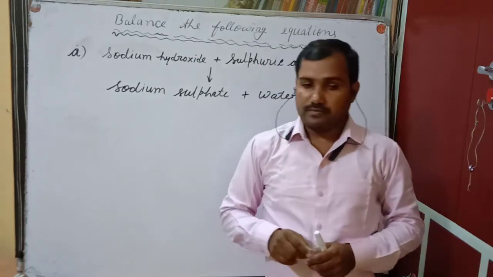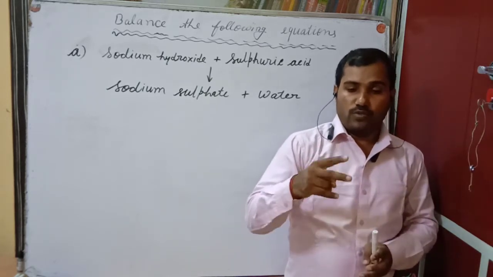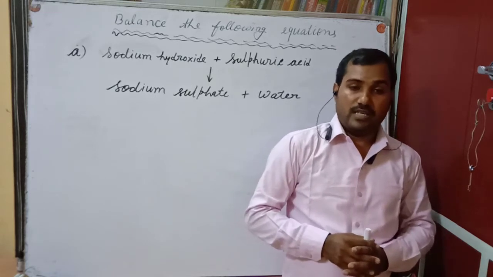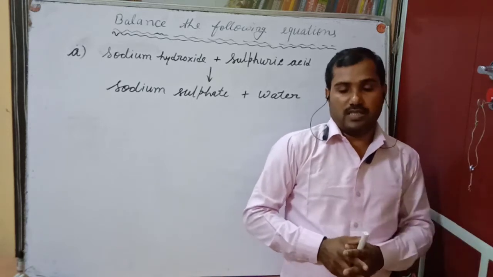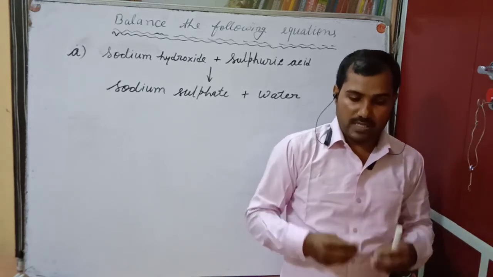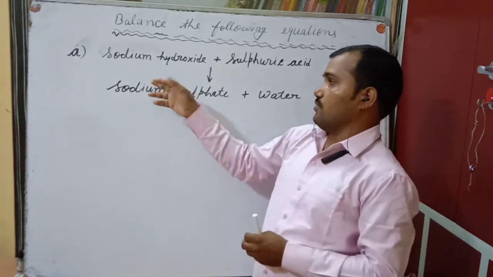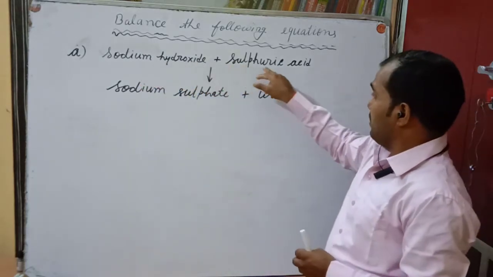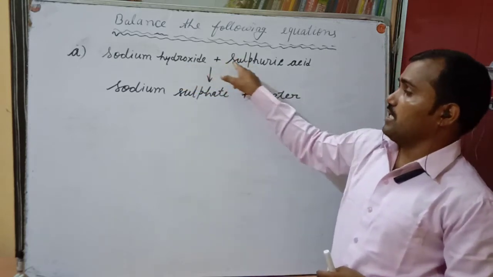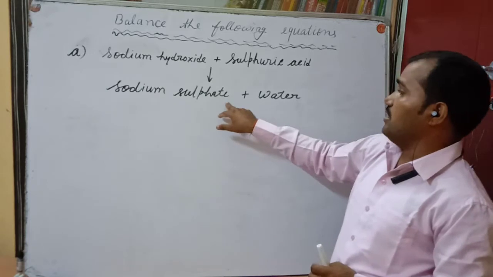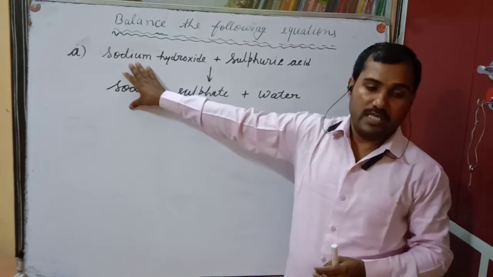Now this representation of the chemical equation is in two different forms. One is said to be the word equation, the second is the skeleton equation. A word equation means we represent the reactants and products in words, just like this one: sodium hydroxide plus sulfuric acid react together to give sodium sulfate plus water. So this is said to be the word equation.